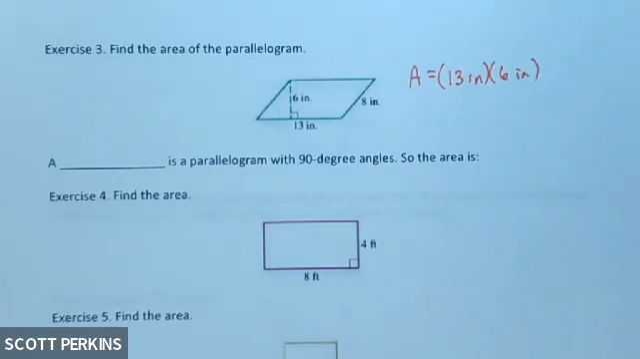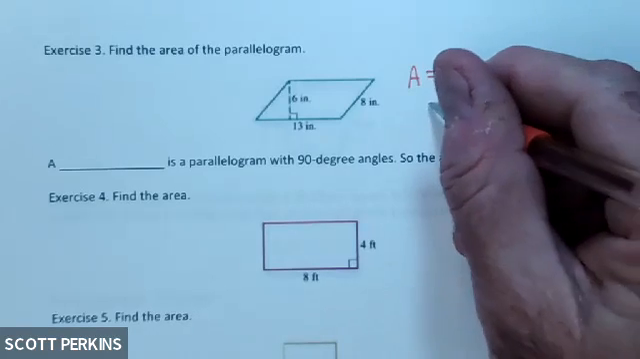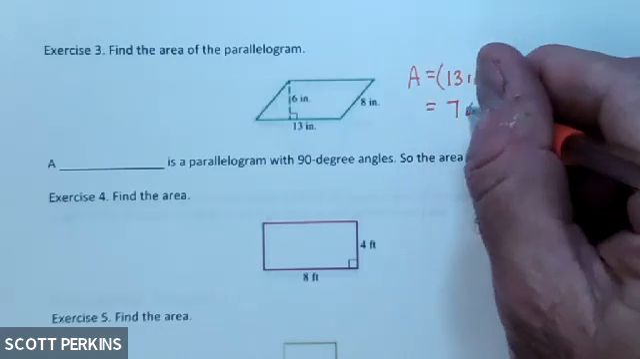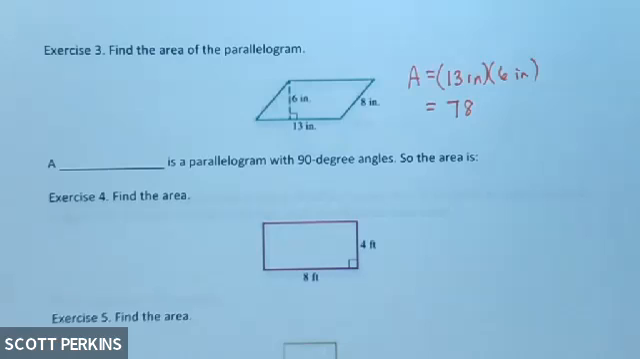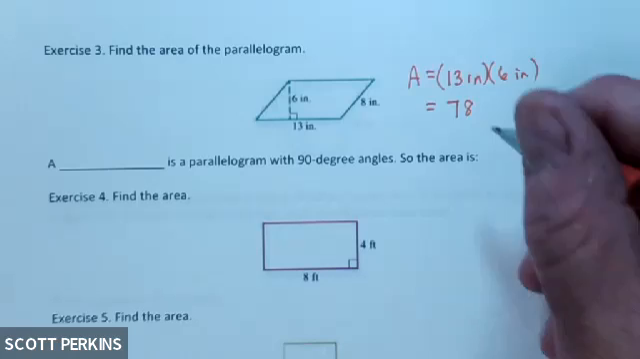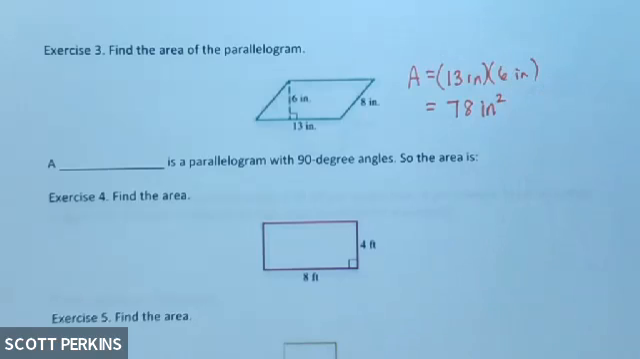The 8 inches I could use if I was finding the perimeter. I would need that. But as far as the area, that's just a distractor. So 13 times 6, I believe, is 78. And what is the units on this area? Inches squared. Great. Great job.